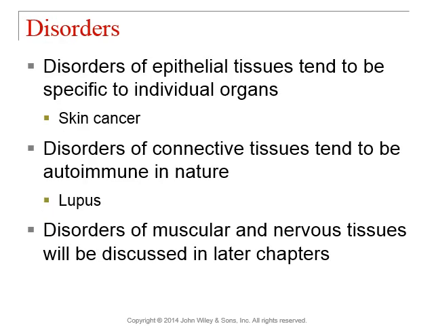Different types of disorders, typically for the epithelial tissues, and we'll talk about mostly skin cancer and burns for epithelial tissues, tend to be very specific to the organ itself, whereas disorders of connective tissues tend to be more autoimmune. Lupus erythematosus, we'll talk about later on as well. Disorders of the muscular and also the nervous tissues tend to be a little bit more specific, depending on particular tissues, and also whether it's more metabolic or whether it's more dietary, whether it's more behavioral. We'll talk about those later on in different chapters.